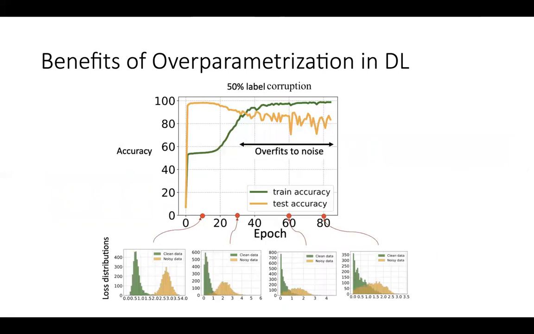Here's another overview of that. Even with a 50% label corruption, we do get overfitting if you look at the training data, but the performance is remarkably good with respect to the test accuracy. So there's some sort of learning going on.